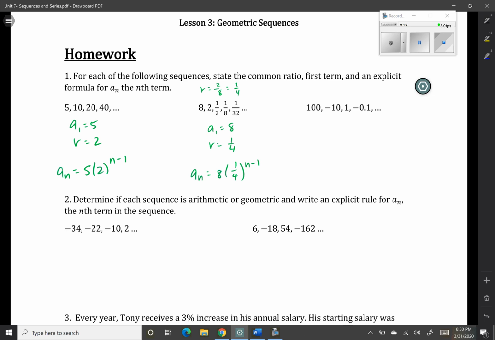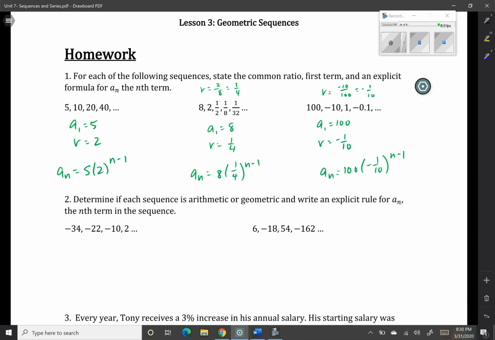The next one, the first term is 100. The common ratio is -1/10. Again, if you didn't see that, just divide the second number by the first number. And the explicit formula winds up being 100 times -1/10 to the n minus 1.